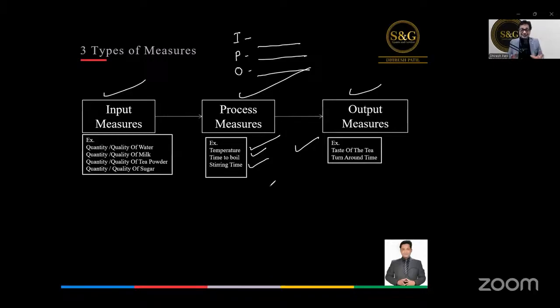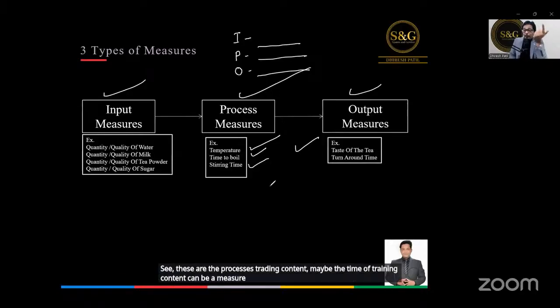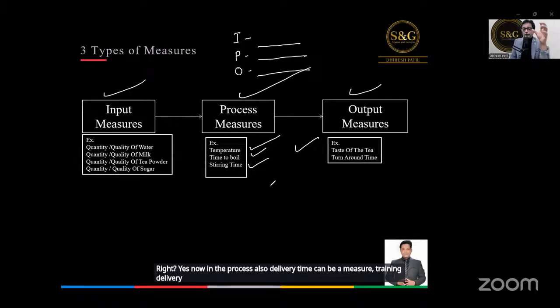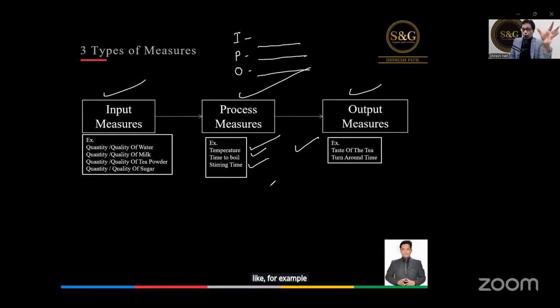See, these are the processes. Training content, maybe the time of training content can be a measure. Quantity of training content can be a measure. Right? Now, in the process also, delivery time can be a measure. Training delivery time. For example, green belt course content in the corporate, we deliver it for 40 hours. So 40 hours is the time. Delivery time, right? Very good, super.